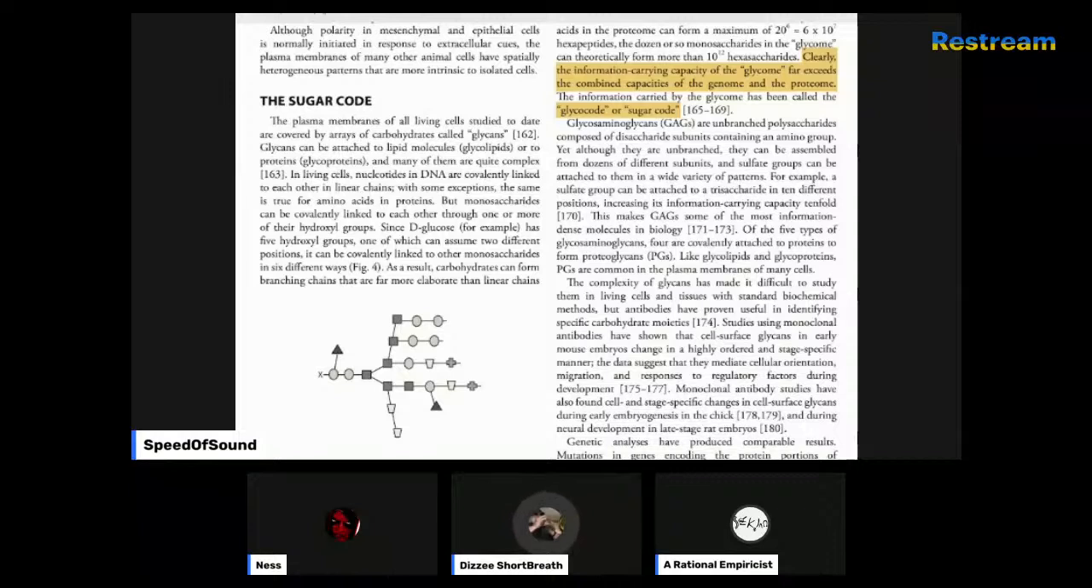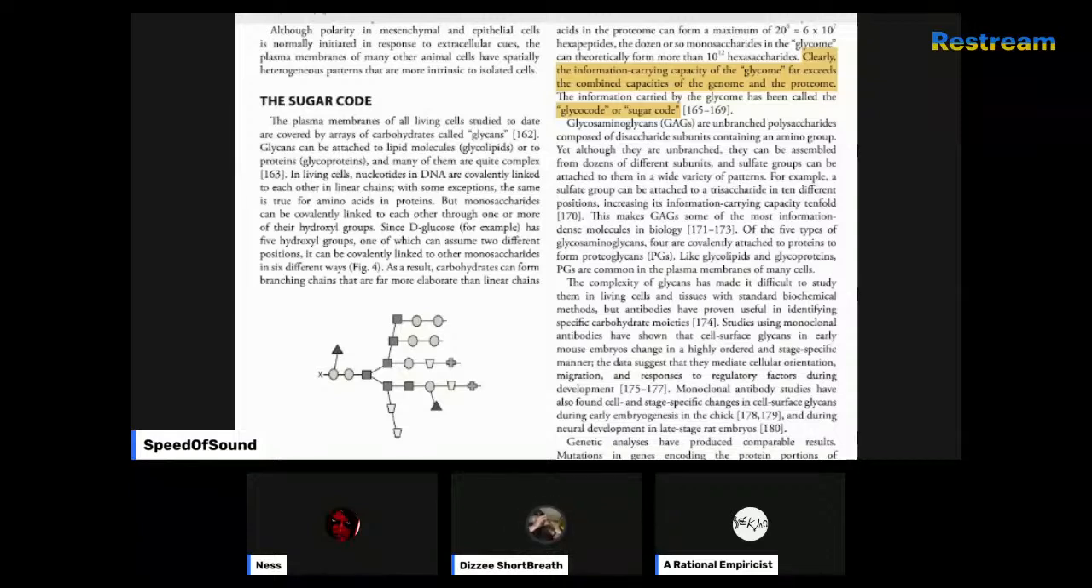Hey, real quick question. When he says it has been called the glycode or sugar code, who's he saying is calling it that? The researchers that basically fell upon it. Are these legitimate researchers, or are they? Can you scroll down? Yeah.